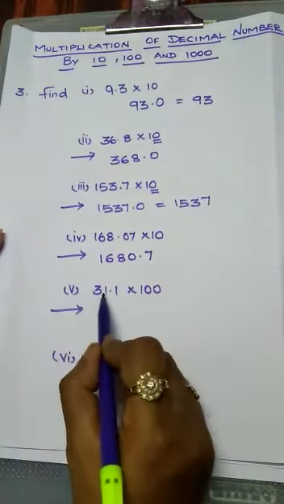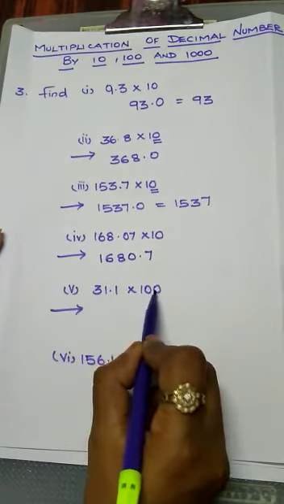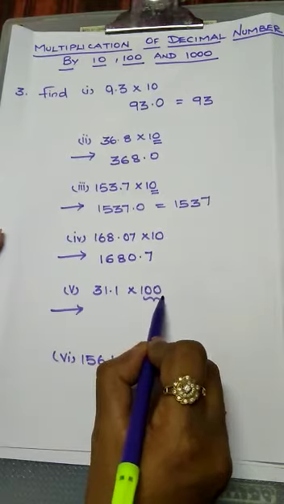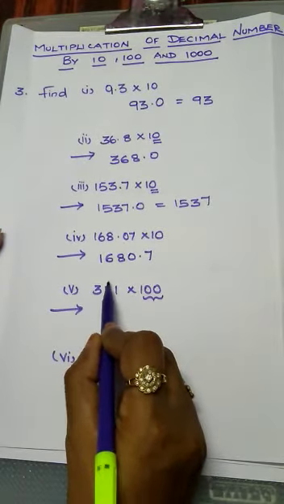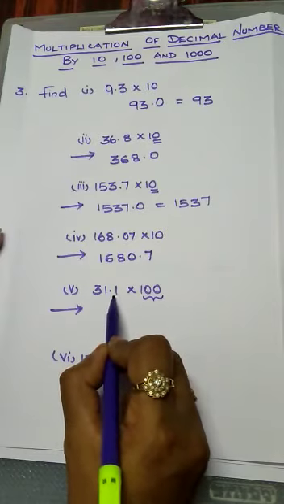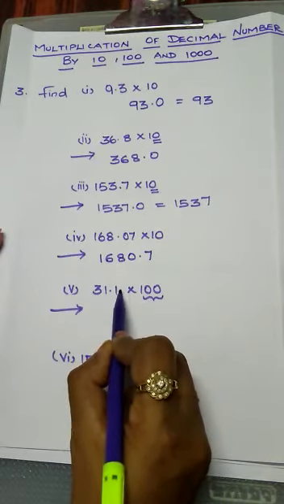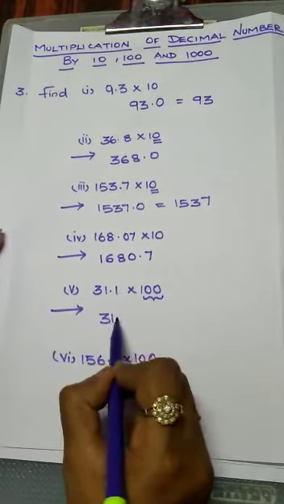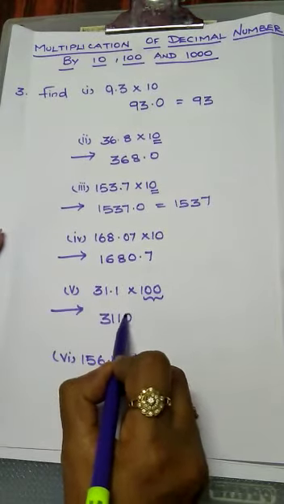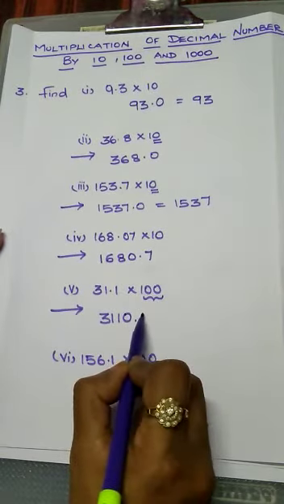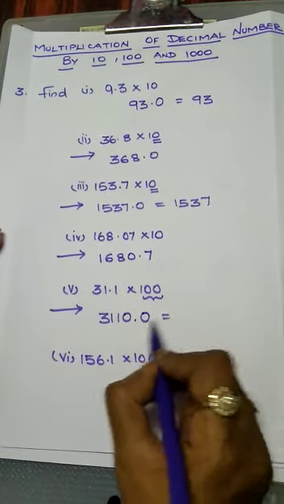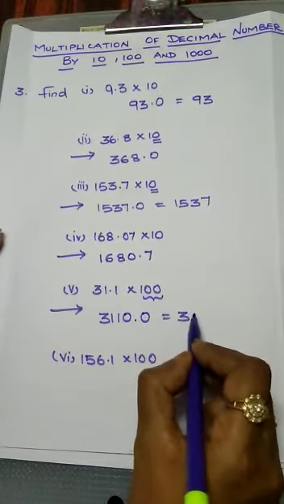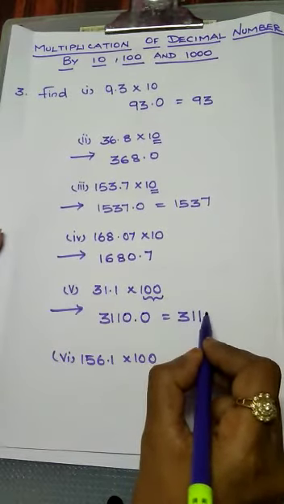Next one, 31.1 into 100. Now we are going to multiply using the number 100. So we have to move actually the decimal point 2 places. But after the decimal point, one value only is given. So again we have to take another one value extra. So add the value 0. Now put a decimal point. Then we have to write 0. That is not essential because after the decimal point 0 is no value. So directly take the value 3110.